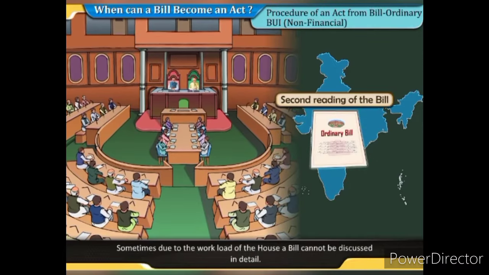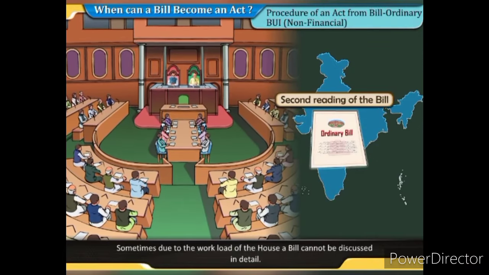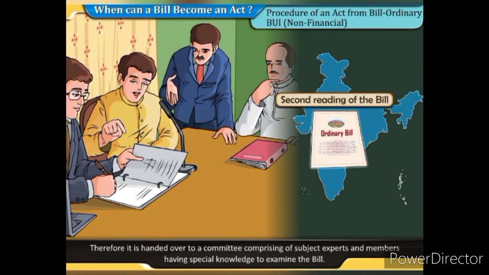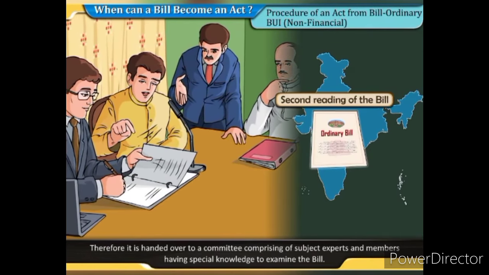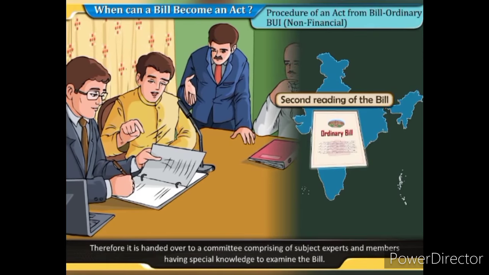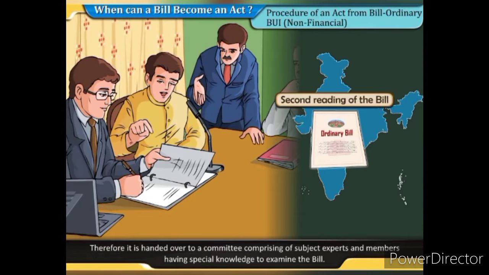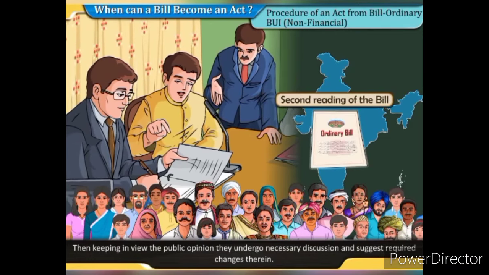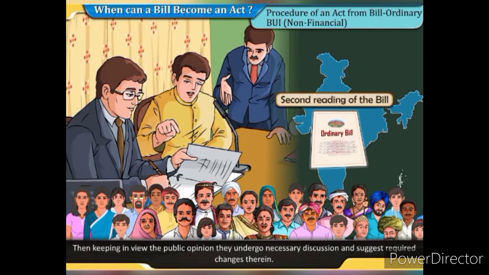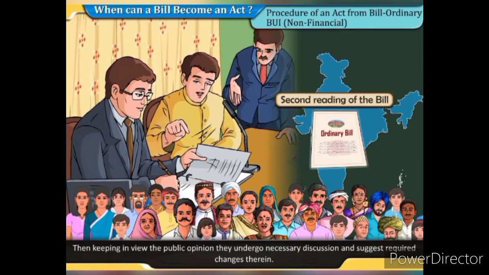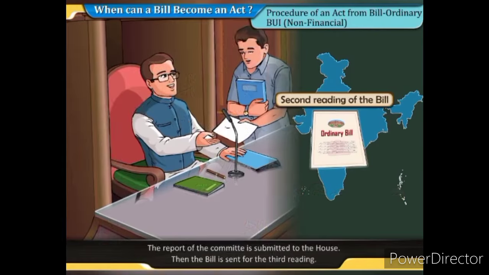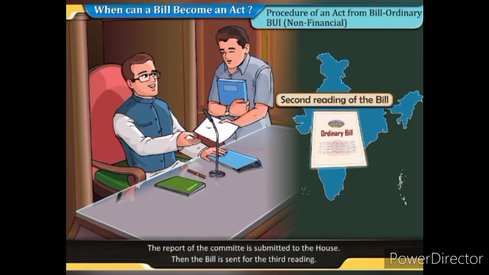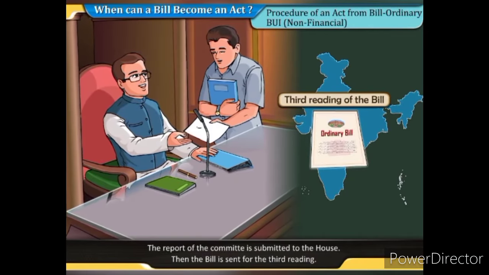Sometimes, due to the workload of the House, a bill cannot be discussed in detail. Therefore, it is handed over to a committee comprising subject experts and members having special knowledge to examine the bill. Then, keeping in view the public opinion, they undertake necessary discussion and suggest required changes. The report of the committee is submitted to the House. Then, the bill is sent for the third reading.